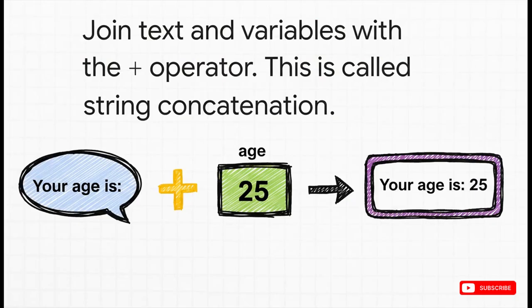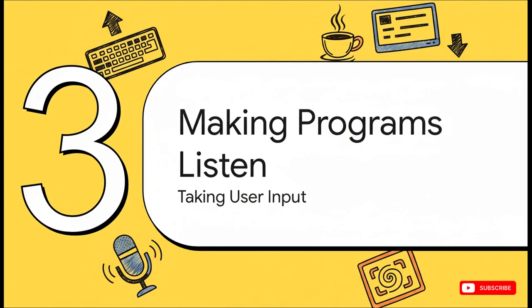Now, printing plain old text is cool and all, but what we really want to do is show the values that are stored in our variables, right? In Java, this is super easy. You just use the plus sign. Just look at this example here. We're taking a text string, "your age is", and then just adding the age variable right onto the end. The fancy term for this is string concatenation, but really, all it means is smushing text and variables together to make dynamic messages.